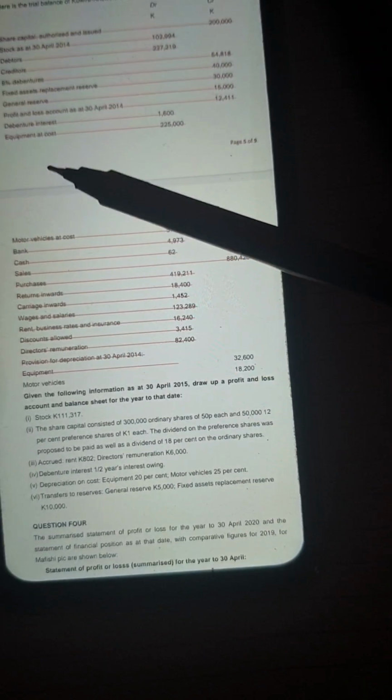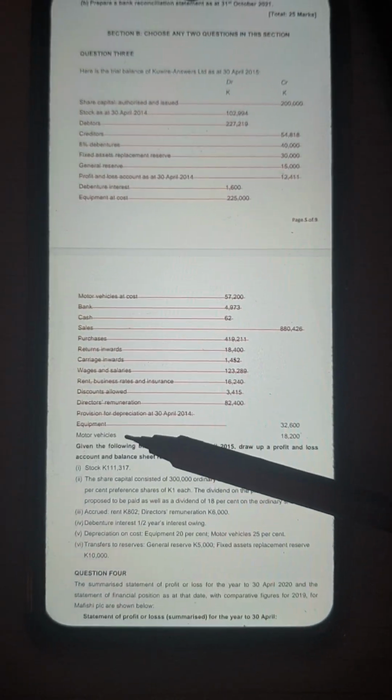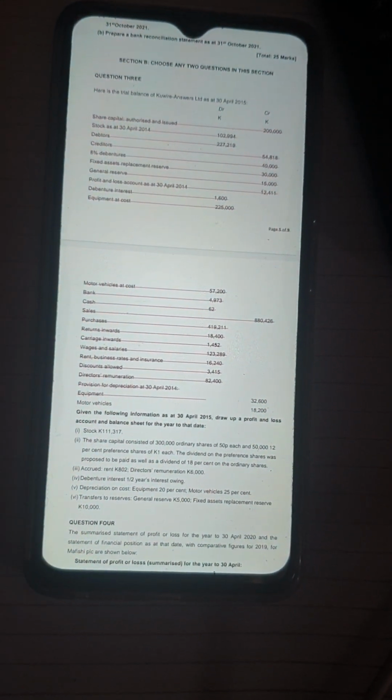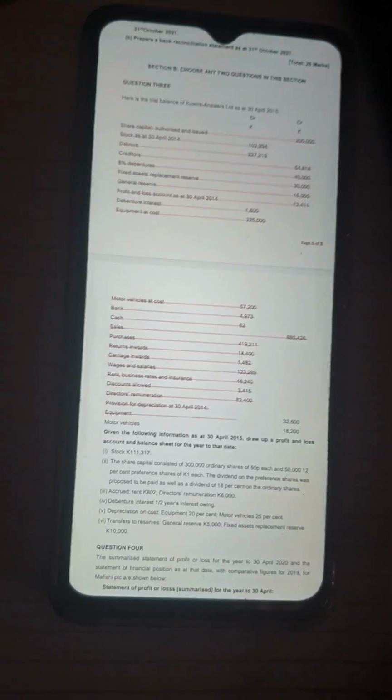Then next we have wages and salaries as our first expense. The wages and salaries figure is 123,289. Next we have rent, business rates.